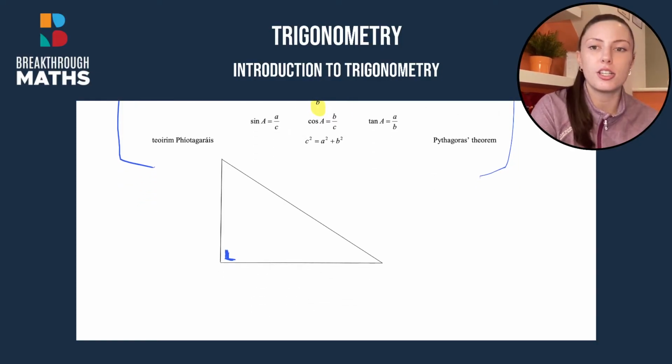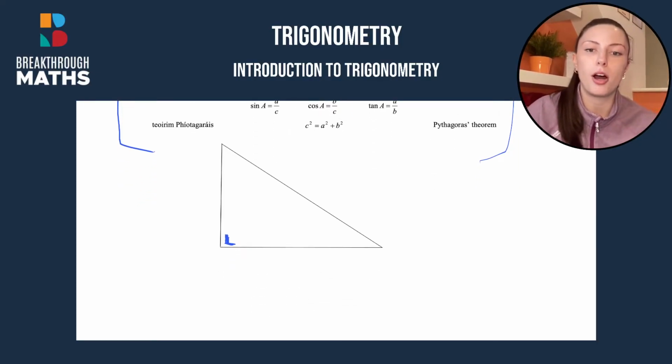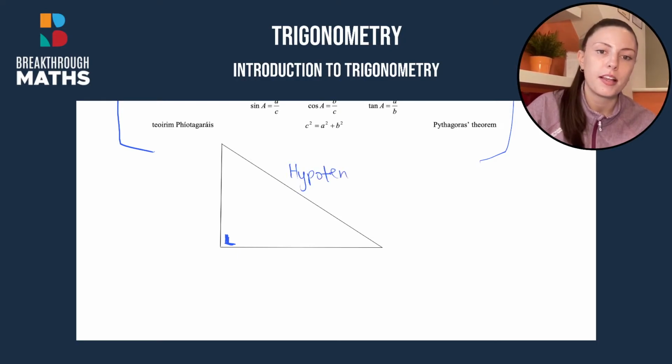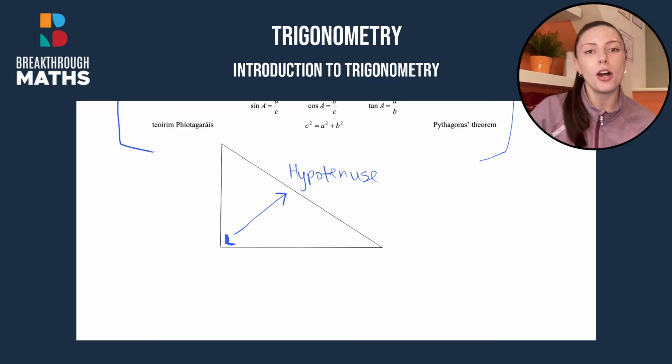So what I like to do is first of all label our hypotenuse. So our hypotenuse in this case is going to be this side here. Why is it the hypotenuse? It's the side across from the right angle. So this symbol here means right angle. So it's the side that's directly across from the right angle, and the hypotenuse is always the longest side in the triangle. So that's two features of the hypotenuse. It's across from the right angle and it's the longest side in the triangle.